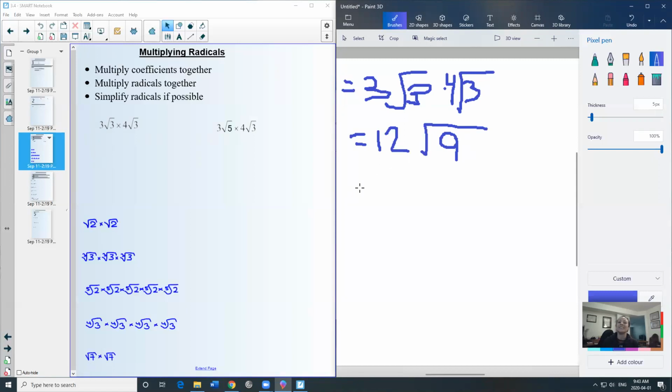So the square root of 9 is 3. So when we keep reducing or keep simplifying, instead of 12 root 9, it becomes 12 times 3, which is 36. Okay, so we can simplify this guy over here to become 36. Okay. All right, let's look at the second one.